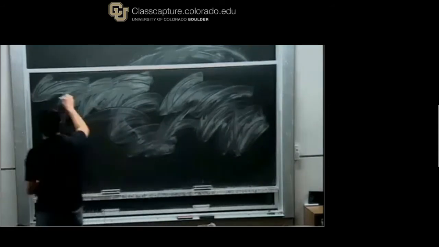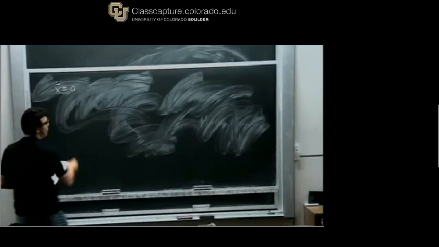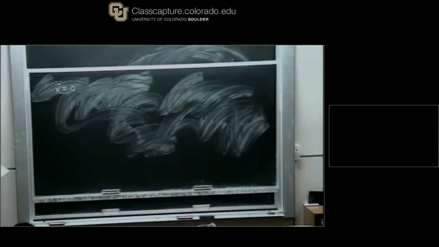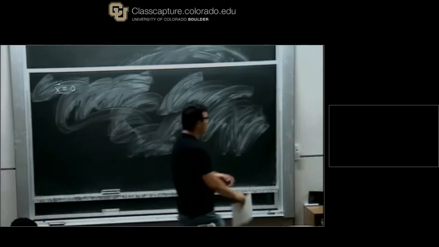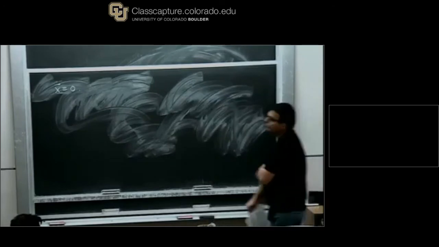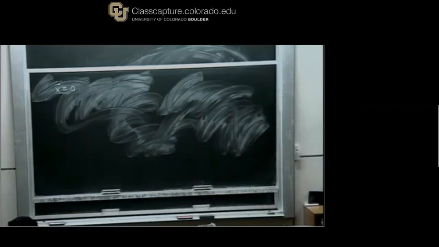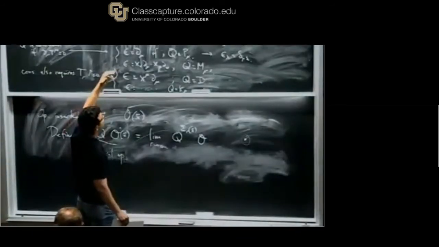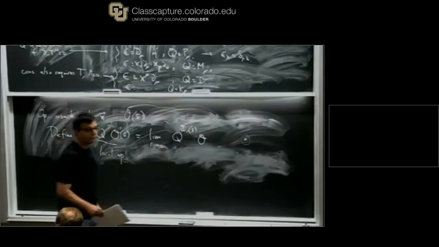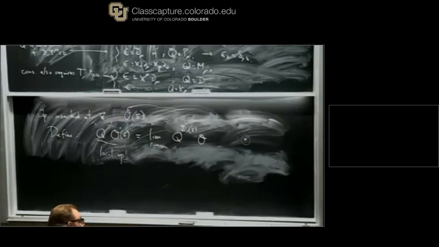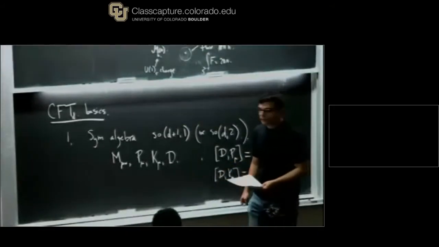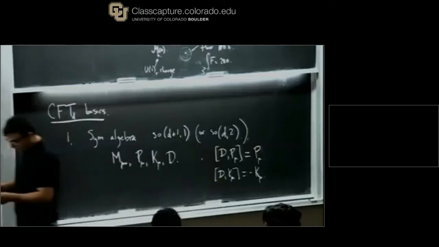The way to do that is first to start with x equals 0, operators inserted at the origin. What's nice about x equals 0 is that this is a fixed point of rotations and dilatations. I didn't write the full algebra, but rotations commute with dilatations, roughly because the dilatation operator is a scalar. So it can transform under rotations.